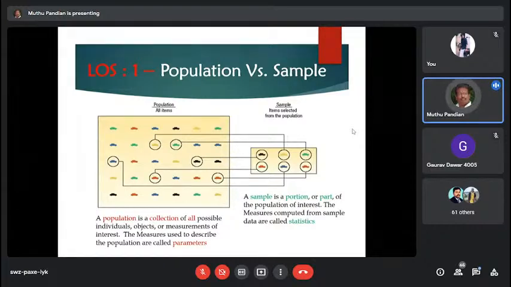Similarly, if you are going to describe the entire population, it is termed a parameter. So this is the sample and parameter. You should understand that when you are describing a population, it's called a parameter. When you are describing a sample, it's called statistics.